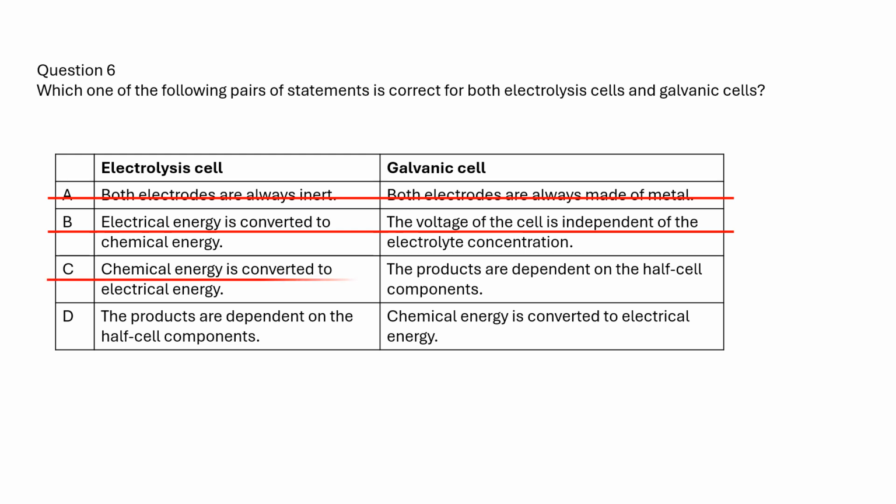In all electrolysis cells, electrical energy is converted to chemical energy. So, C is eliminated. Yes, the products are dependent on the half-cell components in the electrolysis cell. Chemical energy is converted to electrical energy. So, D is correct.